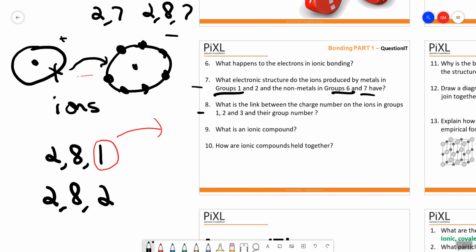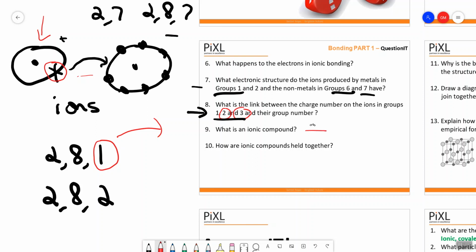Okay. What is the link between the charge number on the ions in groups 1, 2, 3 and their group number? Okay, look, this thing here was in group 1. It's got 1 electron in its outside shell. It loses that 1 electron, so it's lost a negative charge, so overall now it's +1. Something in group 2 would lose 2 electrons and it would become +2. Something in group 3 would lose 3 electrons and it would become +3. Okay, I hope that makes sense. It's to do with the number of electrons that are lost.